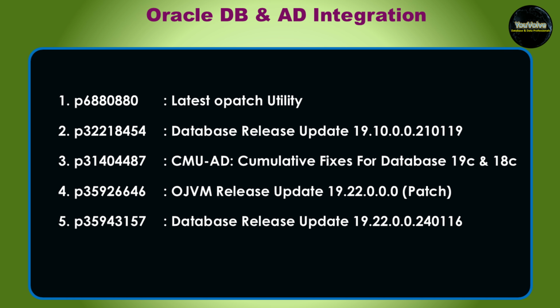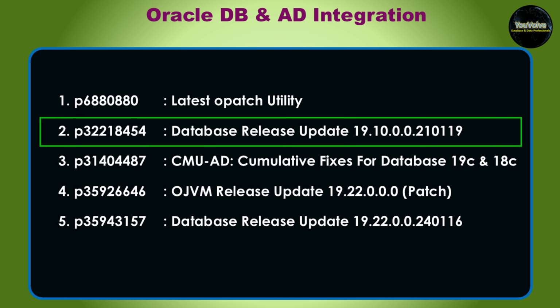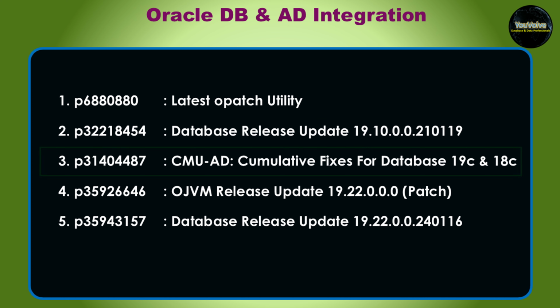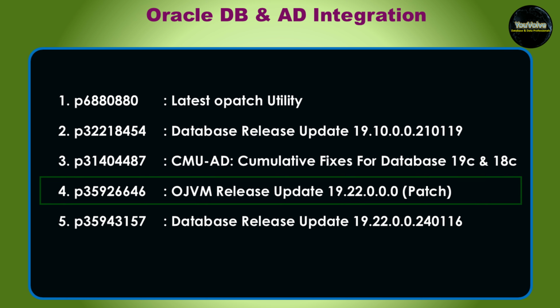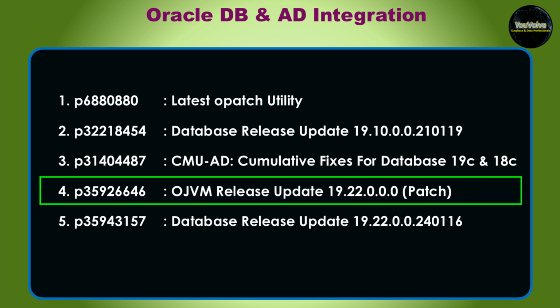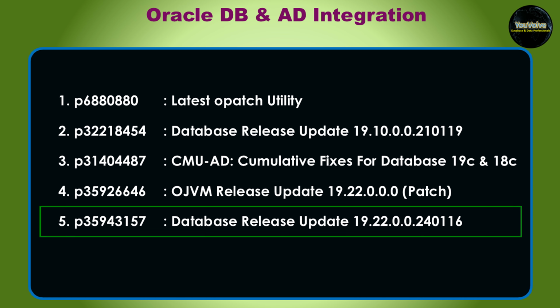Second, the P32218454, the database release update 19.10. This is actually a prerequisite for the third patch below to fix a bug related to AD. Then the third patch, that is P31404487, that is CMU AD cumulative fixes for database 19C and 18C. Then number 4, the OJVM release update 19.22. And finally, the fifth one, that is P35943157, that is database release update 19.22.